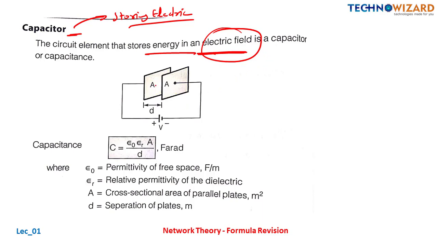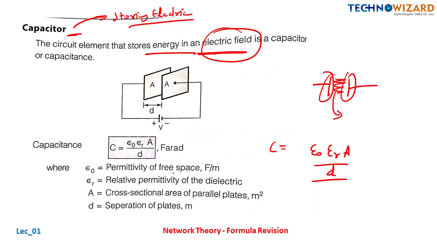Okay, so this is the symbol of capacitance. These are two plates, and this is the dielectric medium between them, which stores the energy. The formula for capacitance is epsilon naught into epsilon r into A upon D. Epsilon naught is the permittivity of free space. Epsilon r is the relative permittivity of the dielectric used between the capacitor plates. A is the cross-sectional area of the parallel plate, in meter square, and D is the separation of the plates, or the distance between the plates.